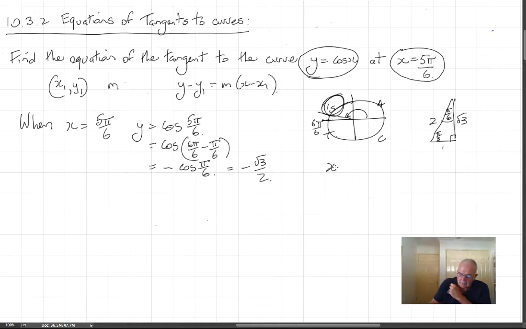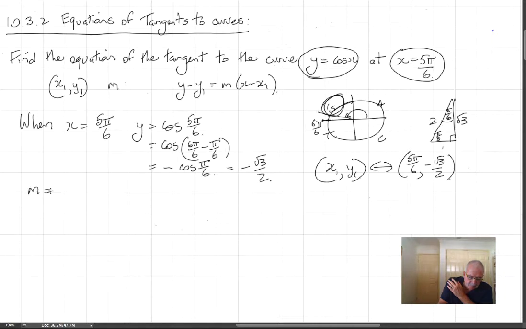So now my x1, y1 is the point 5π/6, minus √3/2. Okay, so now we're going to have to find the gradient.